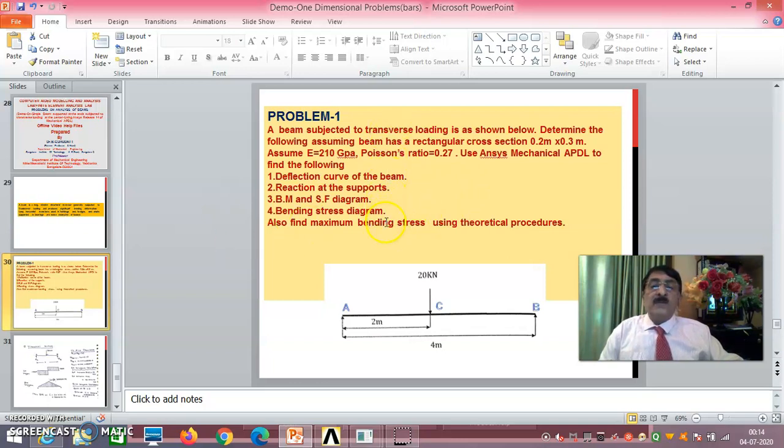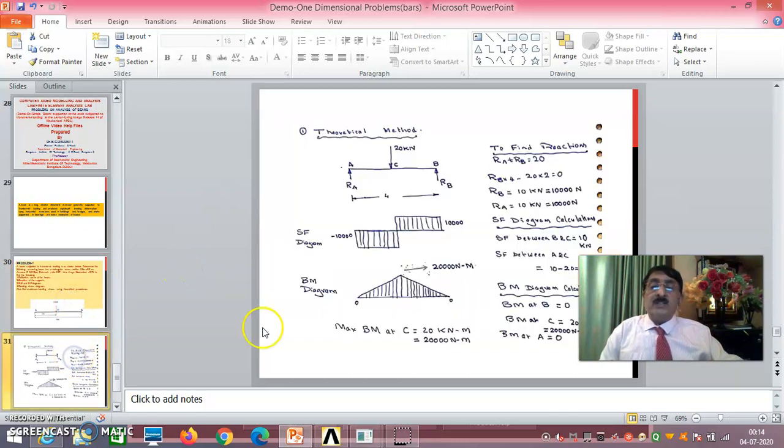Before we start doing all this, I'll show you in a simple way how exactly the bending moment diagram and the shear force diagram are drawn, and what exactly the maximum bending stress is. Now this is the thing, just see here. This is the problem.